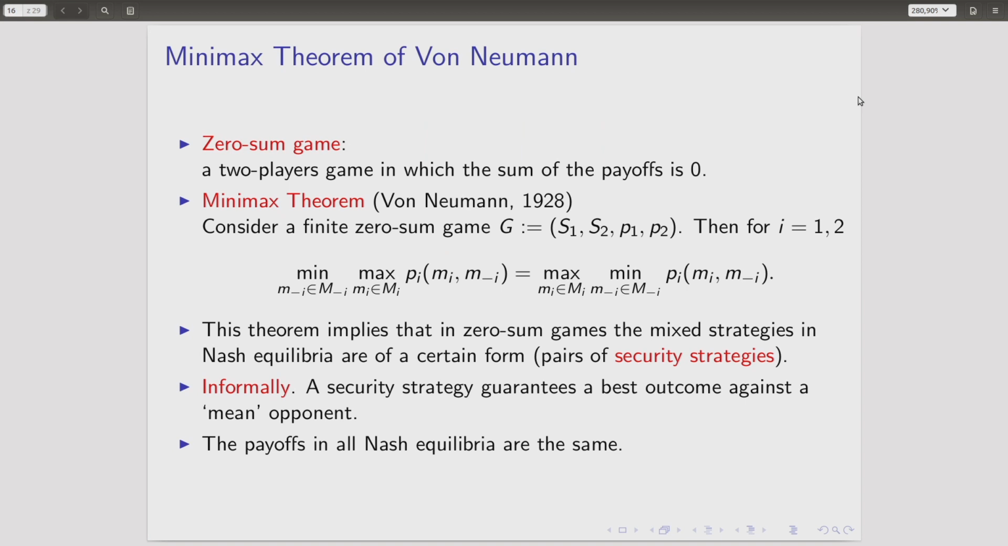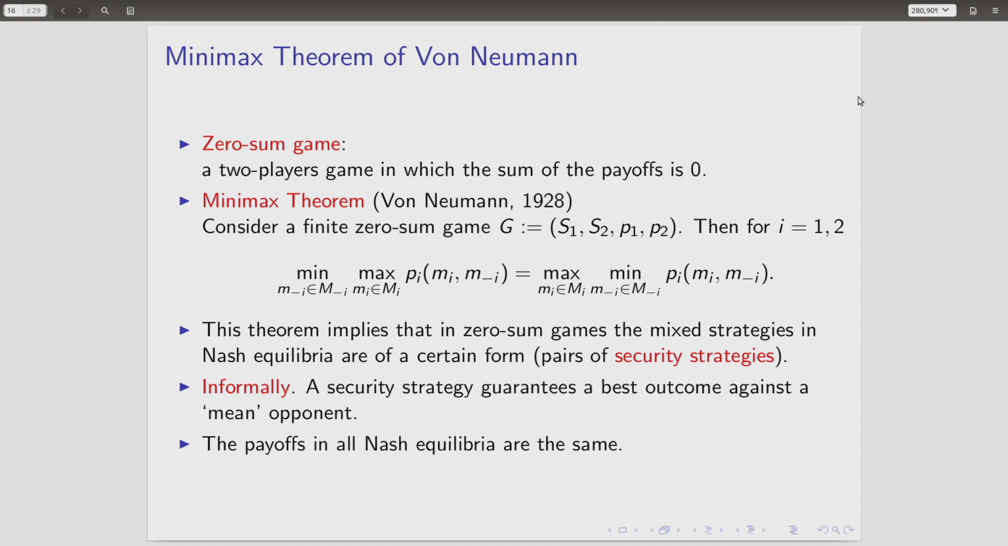So now I go on, start to narrow the scope, and now talk about zero-sum games. So zero-sum games were the games which were studied until Nash started, so before the 50s. Until the 50s, there were essentially no results about games for n players.